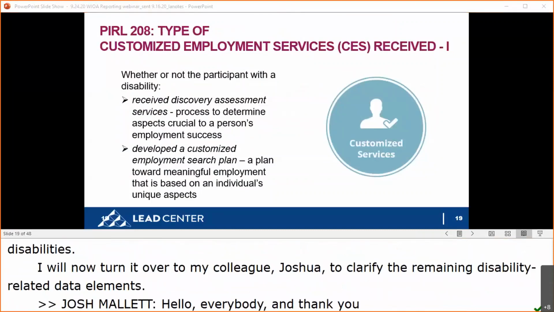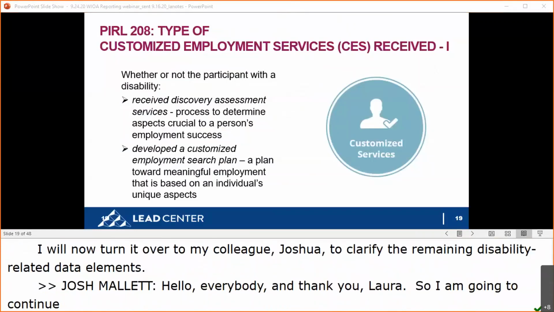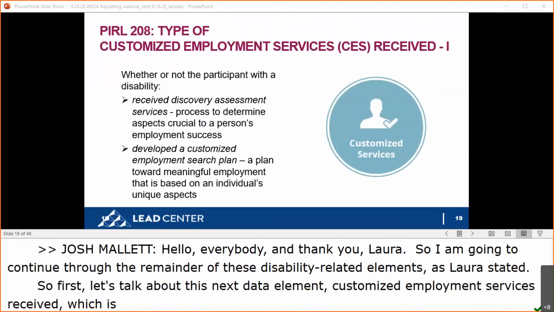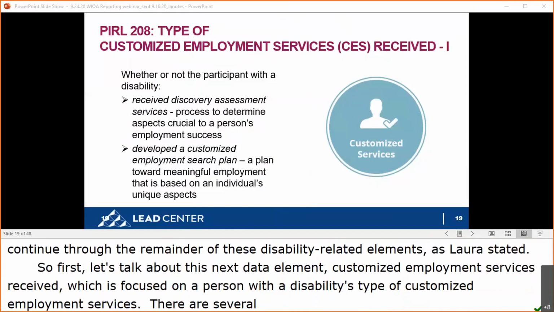So I'm going to continue through the remainder of these disability-related elements, as Laura stated. So first, let's talk about this next data element, customized employment services received, which is focused on a person with a disability's type of customized employment services. There are several options for the participant to choose.